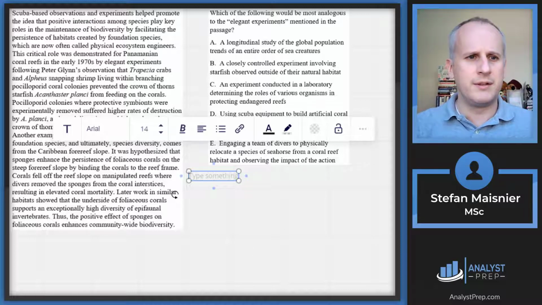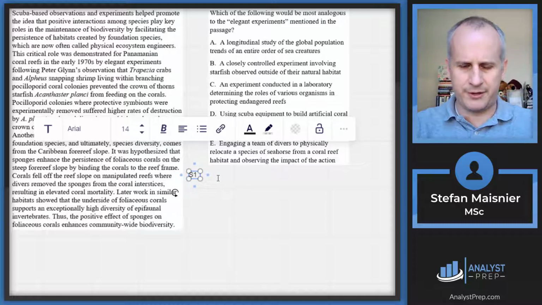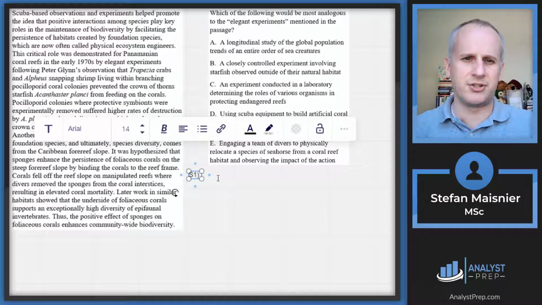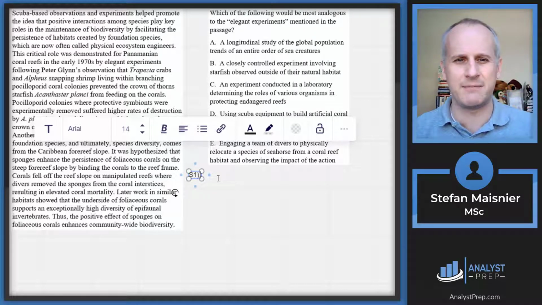So we start by reading the initial sentence. So we're just going to have S1 here. And scuba-based observations and experiments help promote the idea that positive interactions among species play key roles in the maintenance of biodiversity by facilitating the persistence of habitats created by foundation species, which are now often called physical ecosystem engineers. Wow, there's a lot happening in there.